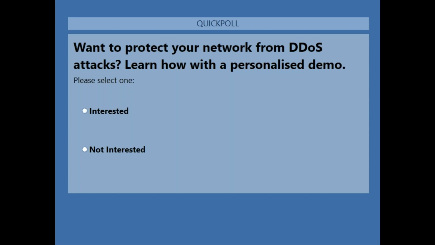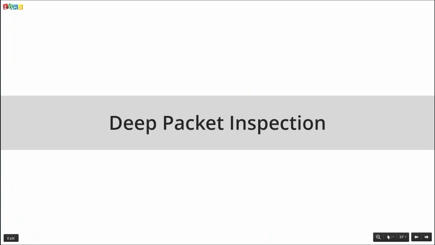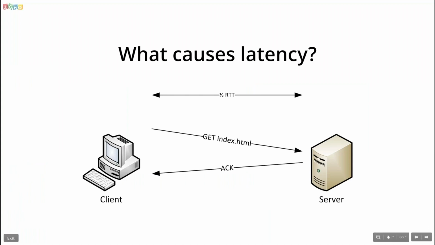So once this is done, we'll be looking at the second one, which is going to be packet inspection. This is another functionality used to monitor the latency within the network. How it works is that first you have to understand what latency is.